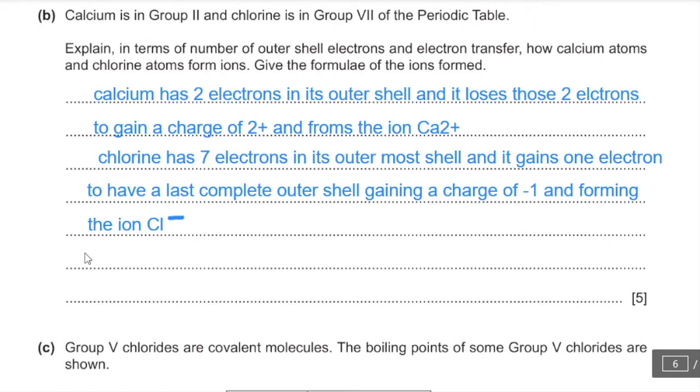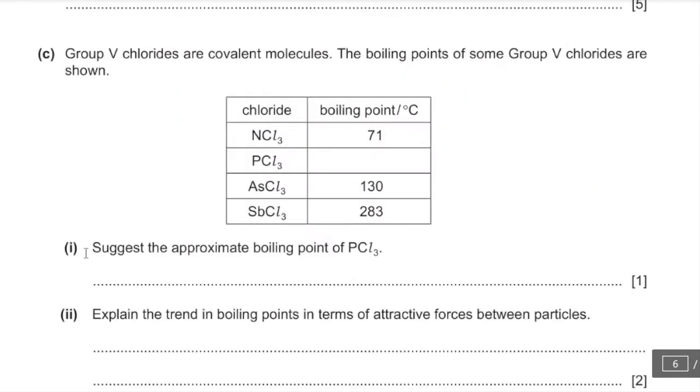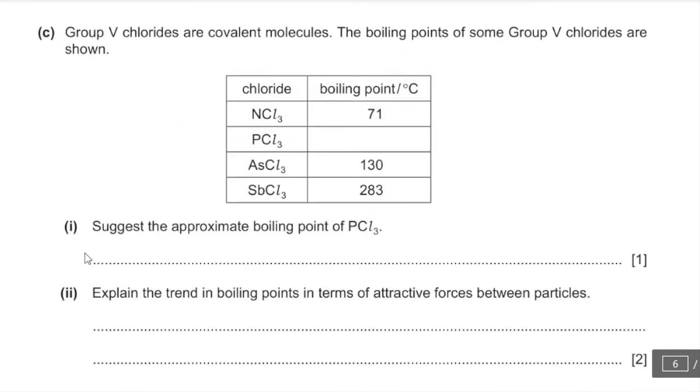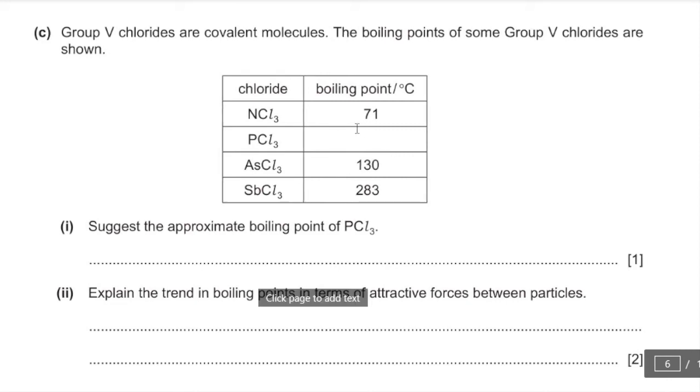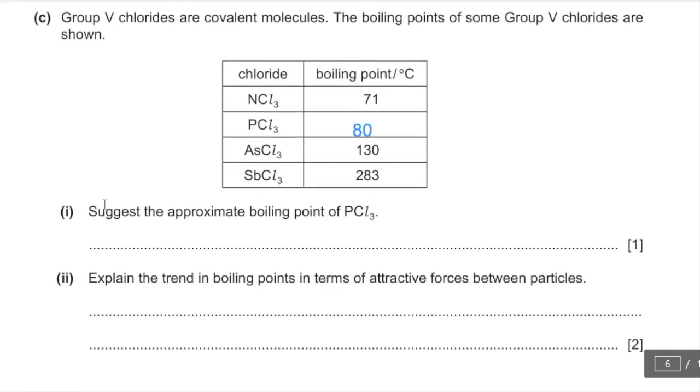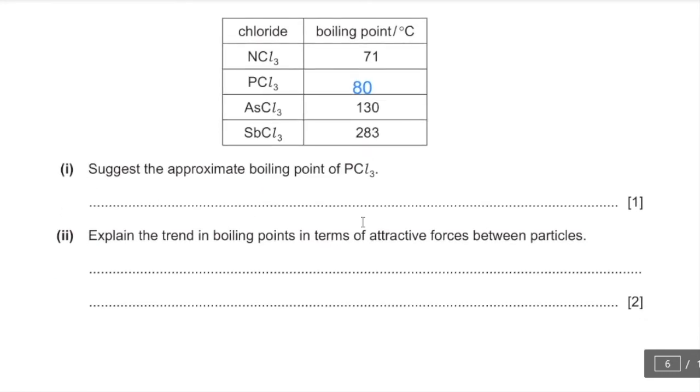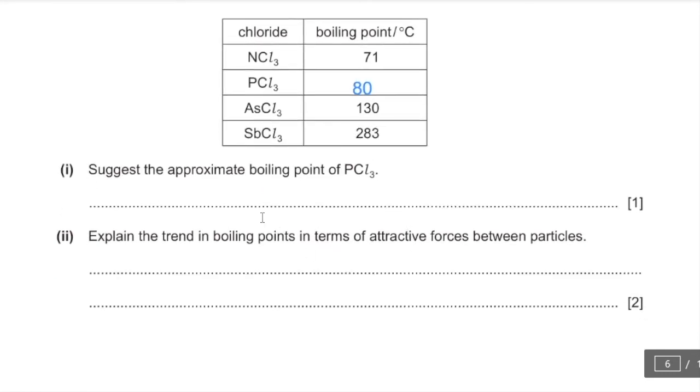Alright, that's it. C. Group 5 chlorides are covalent molecules. The boiling points of some group 5 chlorides are shown. 1. Suggest the approximate boiling point of phosphorus chloride. So it has to be somewhere between 71 and 130. I'll go with 80 degrees Celsius. 2. Explain the trend in boiling points in terms of attractive forces between particles.